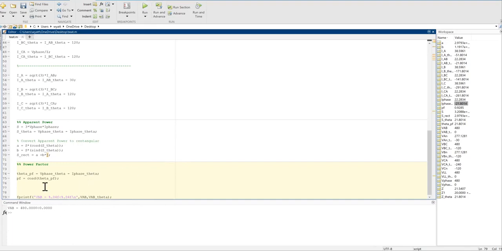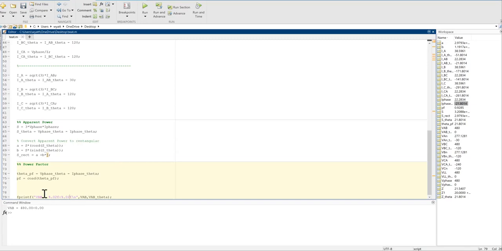Okay, so what this code does is basically print the value to our command window. VAB is equal to 4 decimal places over, so this is just 4 decimal places. In this case, we can just do 2 decimal places. Same thing goes for here, just 2 decimal places. And again, it's just 2 decimal places.